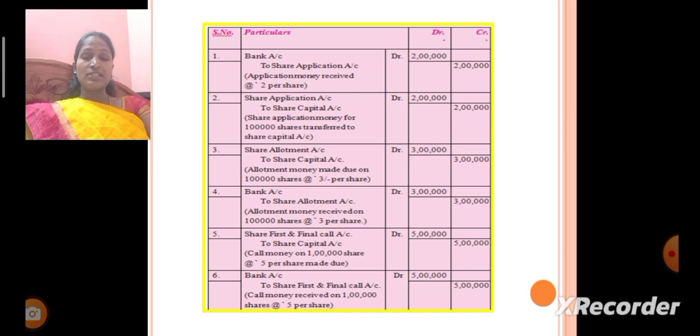Next, on the first and final call due, Share First and Final Call Account Dr. to Share Capital Account. The call money is rupees 5. So 1 lakh into rupees 5 is 5 lakh. On receipt of call money, Bank Account Dr. to Share First and Final Call Account, or we can say to Share Final Call Account. The amount of 5 lakh is transferred.